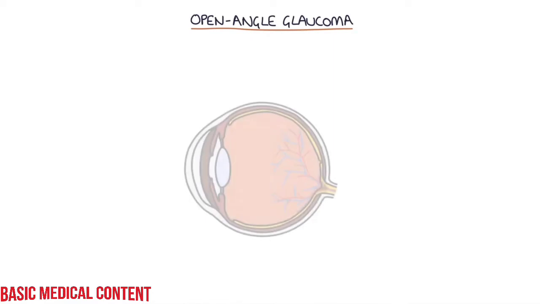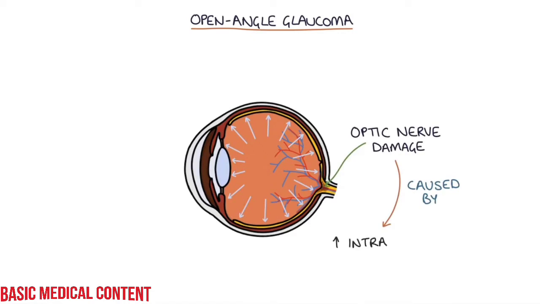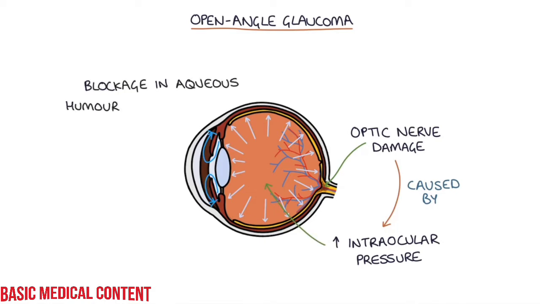In this video, I'm going to be going through open-angle glaucoma. Glaucoma refers to the optic nerve damage that's caused by a significant rise in intraocular pressure. The intraocular pressure is essentially the pressure within the eye itself. Raised intraocular pressure is caused by a blockage in the aqueous humor trying to escape the eye. And we'll talk more about the pathophysiology shortly.